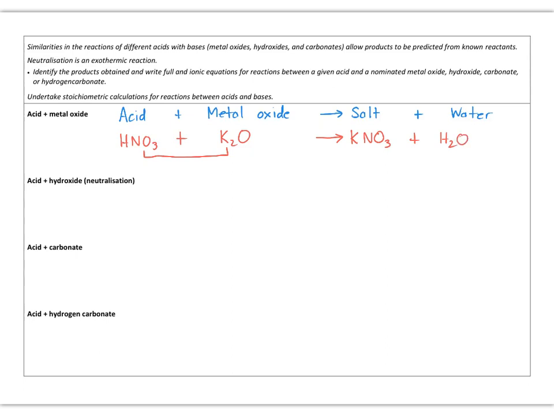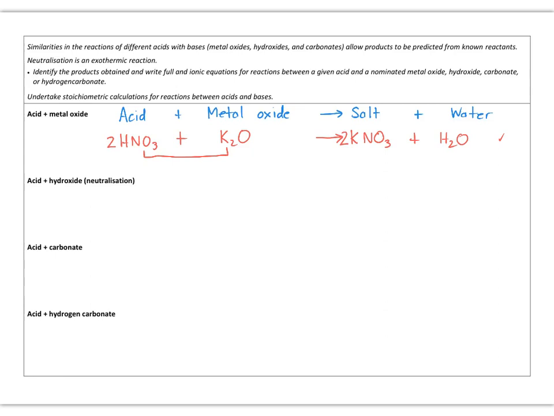Got to balance that equation, so 2 potassium here, 1 here, so we put a 2 out there. Now we've got 2 nitrogen, so we need to put a 2 there. Now we've got 2 potassium, 2 nitrogen, 2 potassium, 2 nitrogen. We've got 6, 7 oxygen, 6, 7 oxygen. 2 hydrogen, so that balances. So that shows that reaction between an acid and a metal oxide will always give a salt plus water.